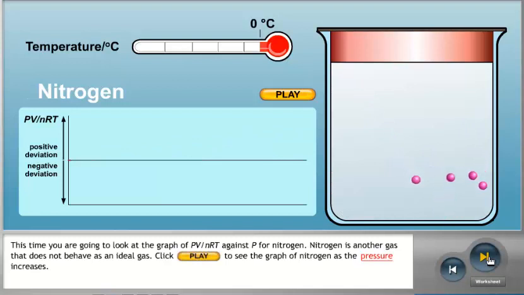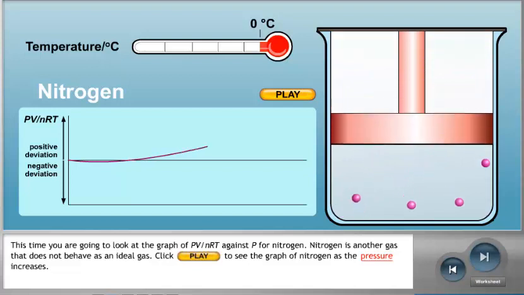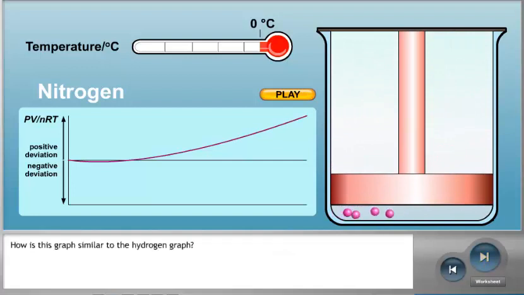This time you are going to look at the graph of PV over nRT against P for nitrogen. Nitrogen is another gas that does not behave as an ideal gas. Click play button to see the graph of nitrogen as the pressure increases. How is this graph similar to the hydrogen graph? Answer: it starts at the same point and rises steeply at high pressures.